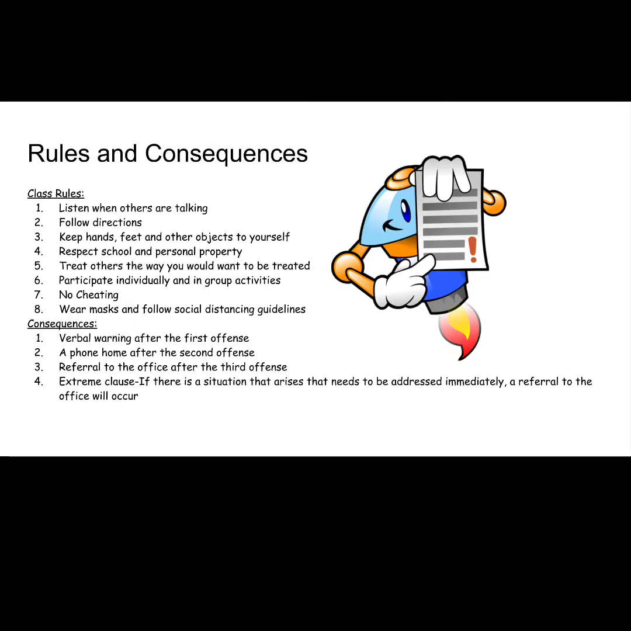Consequences for not following the rules. The first would be a verbal warning. The second would be a phone call home. And the third would be a referral to the office. And there's always a chance for an extreme clause. If there's some situation that arises that I need to address immediately, you'll go straight to the office.